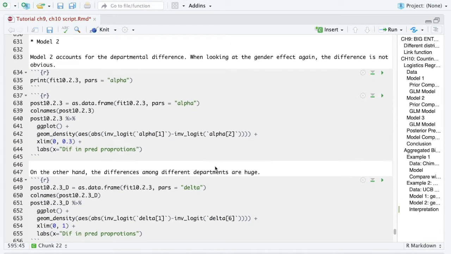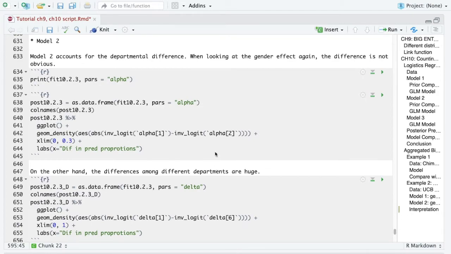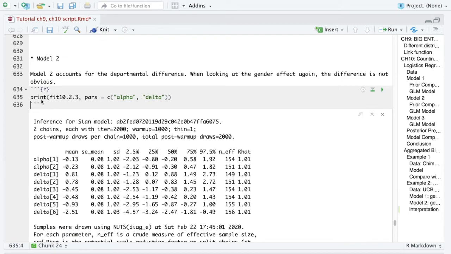So we can see the posterior prediction from the second model with both gender and department. We can see the posterior summary report from the second model. You can see that the difference in the gender effect of the two alpha values is much smaller than that in the first model. But the department effect is huge. You can see that department 1 has a mean of 0.8, while for department 6, the value is about negative 2.5. So the differences are larger than 3 on the logit scale.